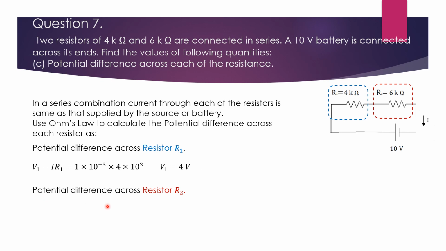Similarly, the potential difference across R2, this is the second resistor with 6 kilo ohm. Again, V2 is equal to I R2, 1 into 10 power minus 3, that is 1 milliampere current passing through the 6 kilo ohm resistor. Again this 10 power 3 and this 10 power minus 3 cancel out, which results in V2 equal to 6 volt. Remember, this 4 volt plus 6 volt makes it 10 volt. That is the battery voltage supplied to the circuit.